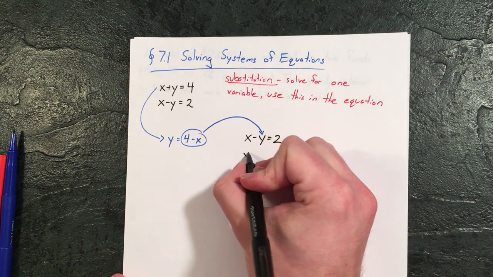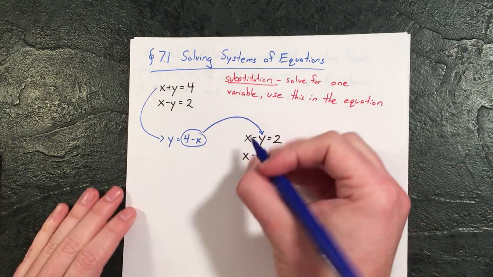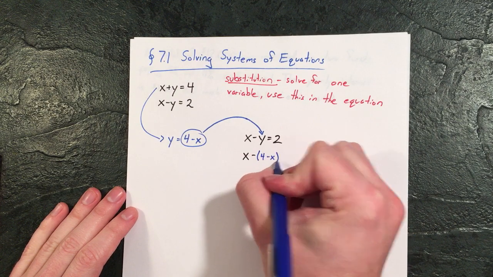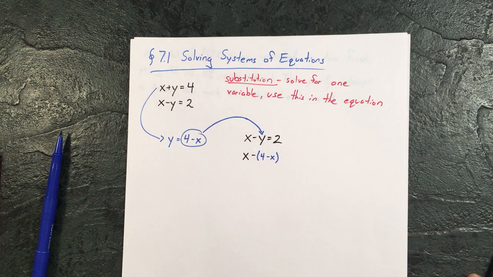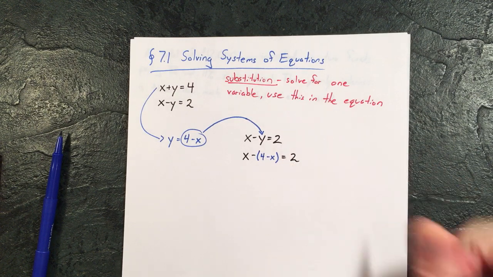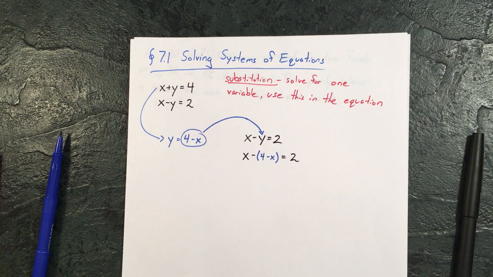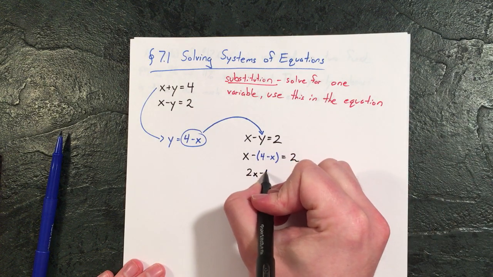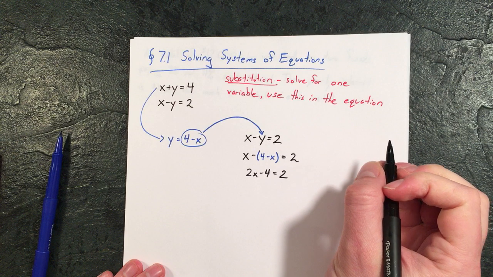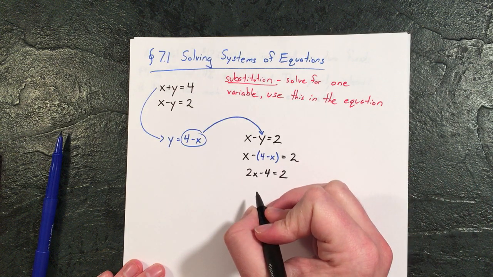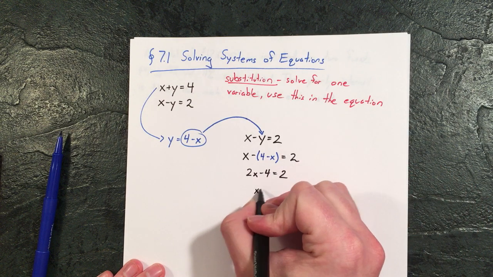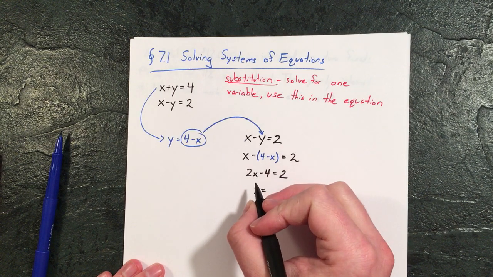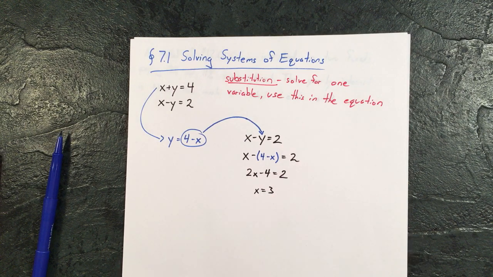So we get x minus, and keep in mind it's this whole term, the 4 minus x, that we're using, and that equals 2. Now we go through and solve a little bit of algebra. From here we get 2x minus 4 equals 2. Then we add the 4, divide by 2, and we're left with x equals 3. But we haven't solved the whole thing. That's just the x term that equals 3.